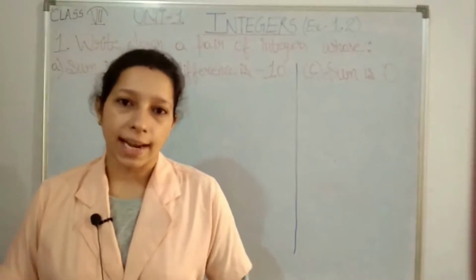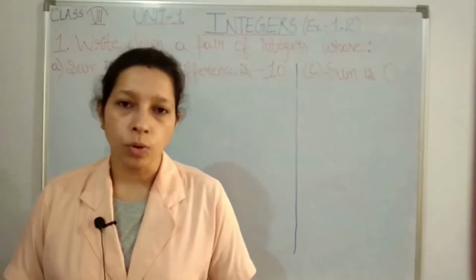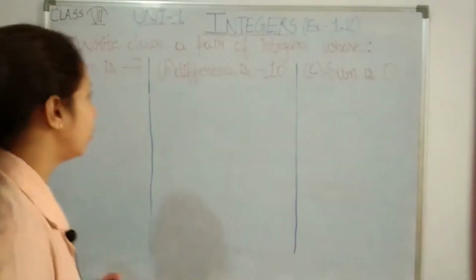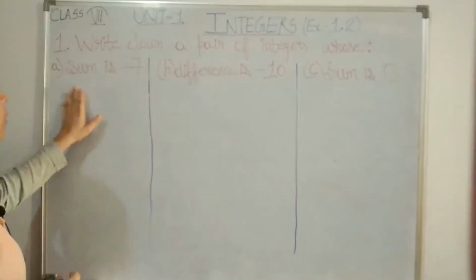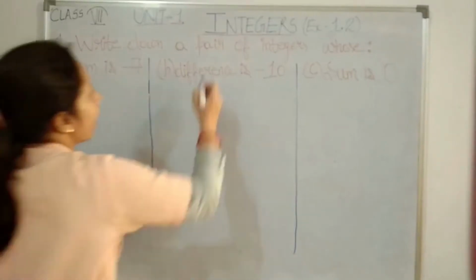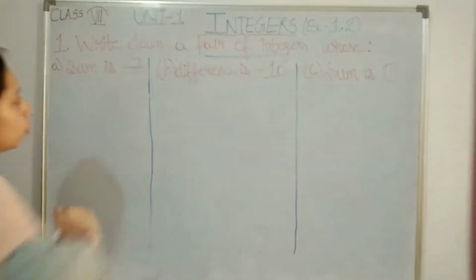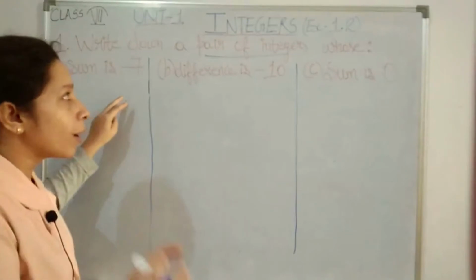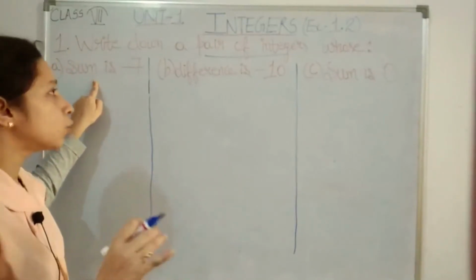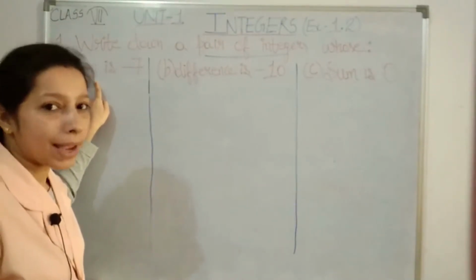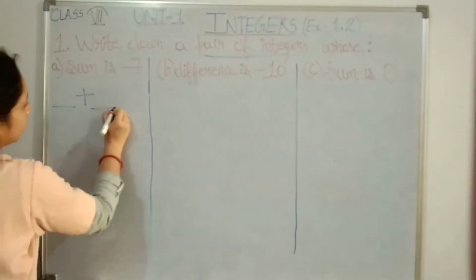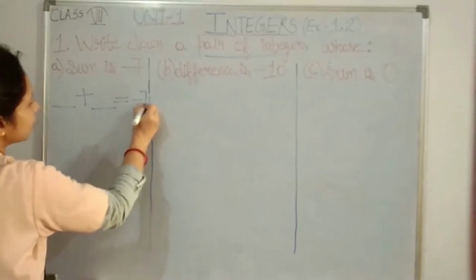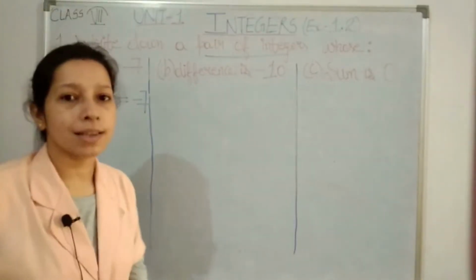Let us start our second exercise, exercise 1.2. Question number 1 we are going to see. Write down a pair of integers whose sum is minus 7. So you have to write down a pair of integers, okay. When you write those integers, you should get the sum equal to minus 7. So students, I have to take two integers and get their sum as minus 7.